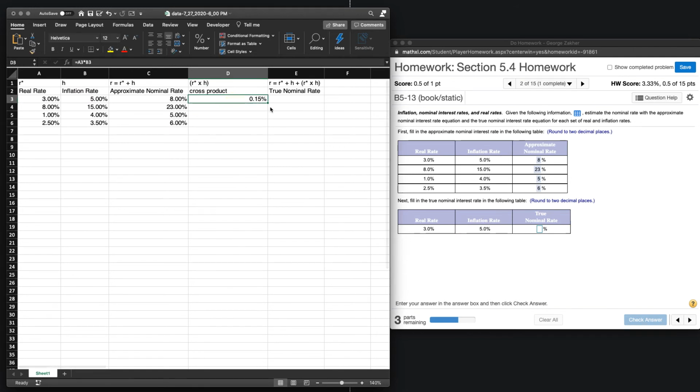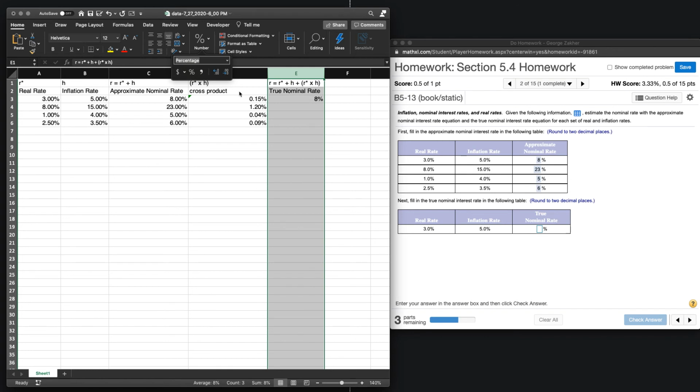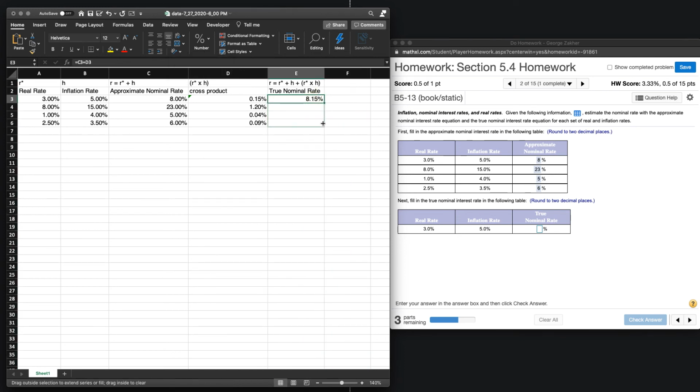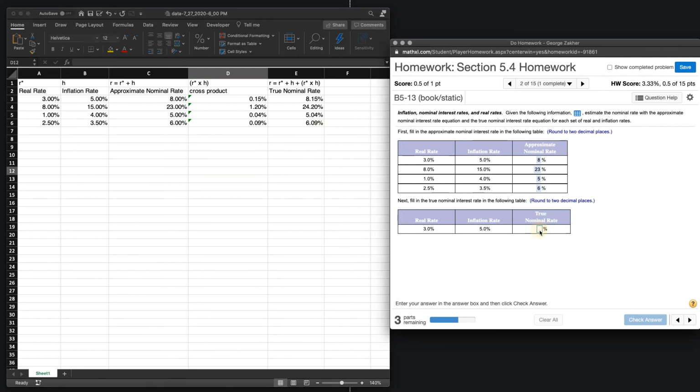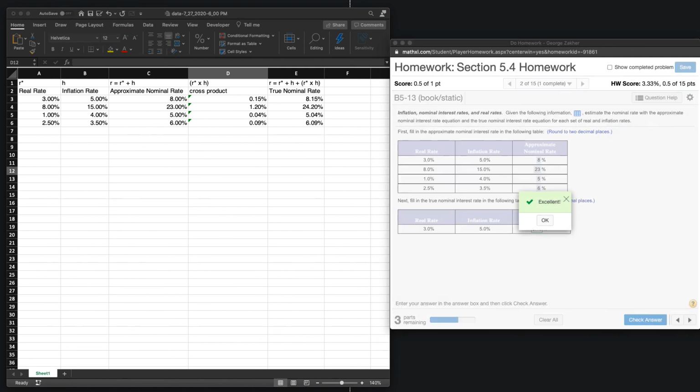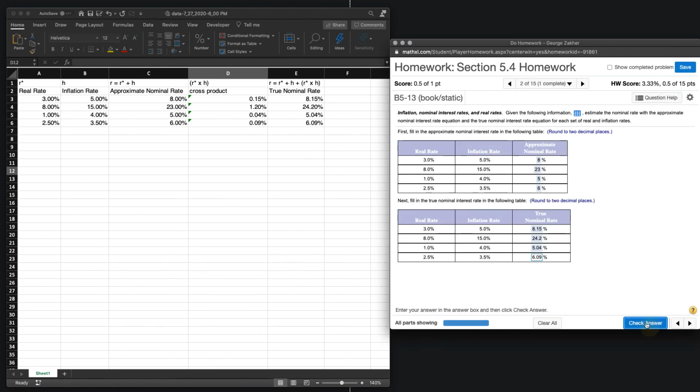So when we're actually calculating the true nominal, we're simply going to be adding the approximate plus the addition of that cross product. And we want to make sure that we're still dealing with percentages. Okay, wonderful. And we're just going to bring that down. So we've calculated the approximate nominal rate and the true nominal rate. Wonderful. Thanks for watching and happy financing.